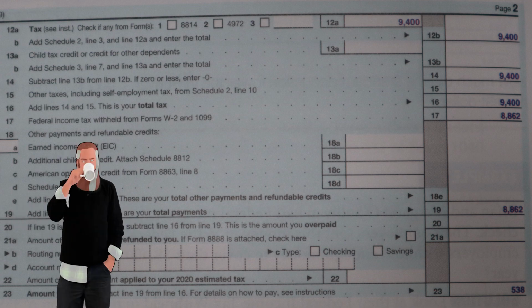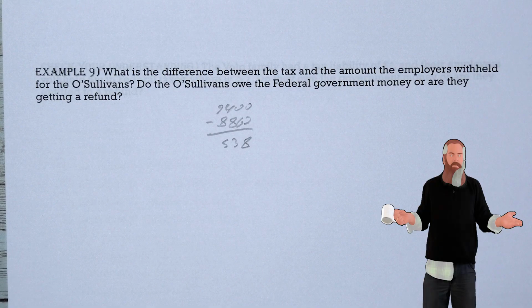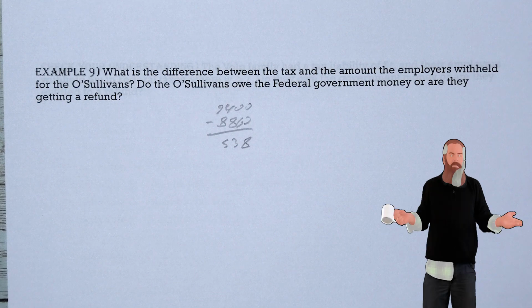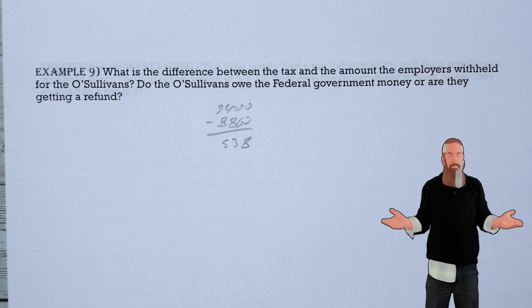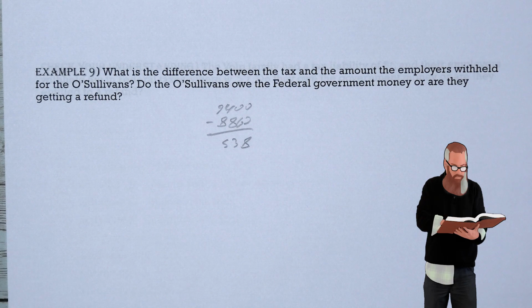The O'Sullivans review their return and sign and date the form. The O'Sullivans must include a check payable to the U.S. Treasury for $538 when they file their tax return. They may choose to have this electronically deducted directly from their savings account if they file their tax form electronically.